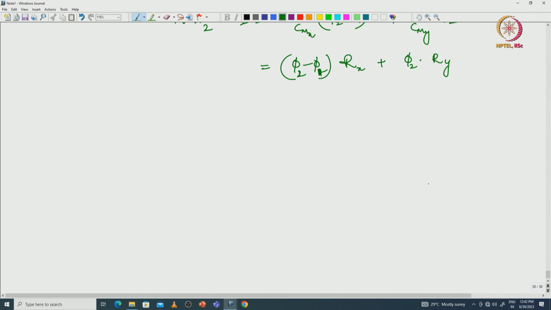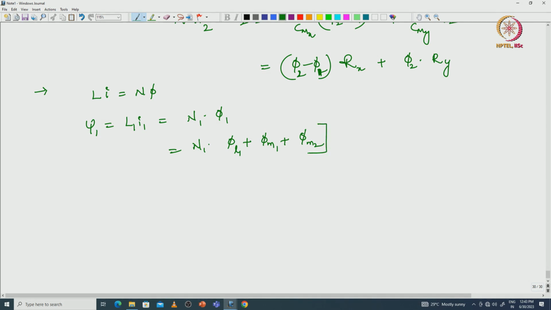Then the next step, Faraday's law we have to apply and find the inductance relation. As per Faraday's law, L into I is equal to N into phi. So, L1 into I1 is equal to N1 into phi 1 flux, the number of turns with respect to coil 1 and the flux linking with coil 1, which is the accurate word, that is phi L1 plus phi M1 plus phi M2. These are the fluxes linking with respect to coil 1.